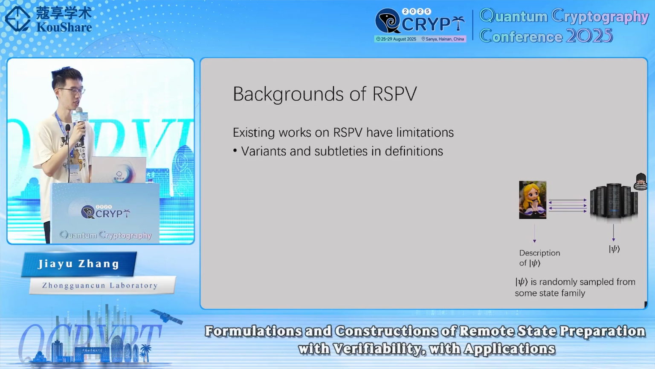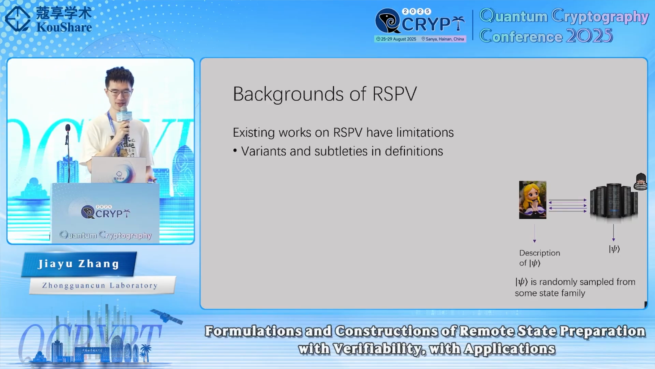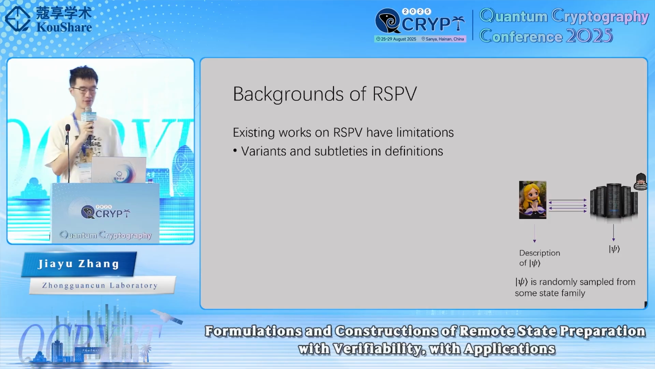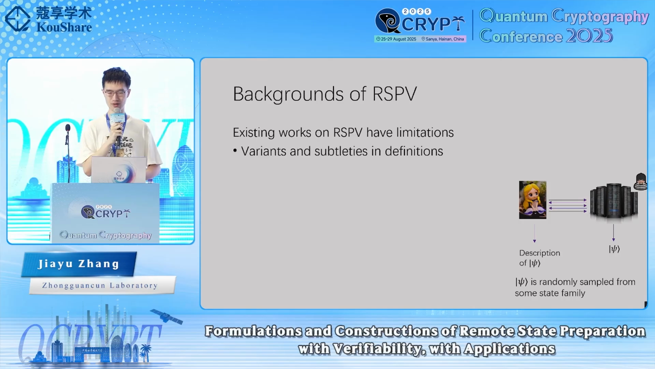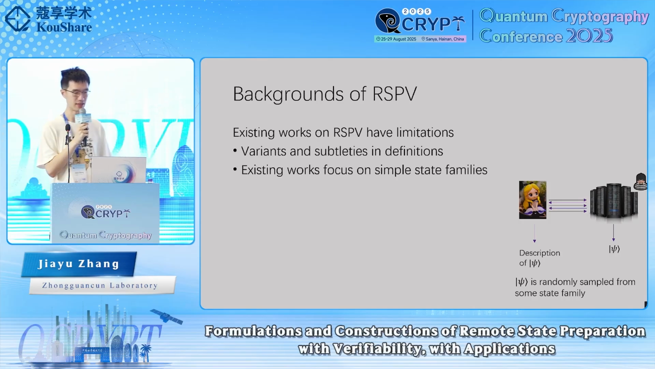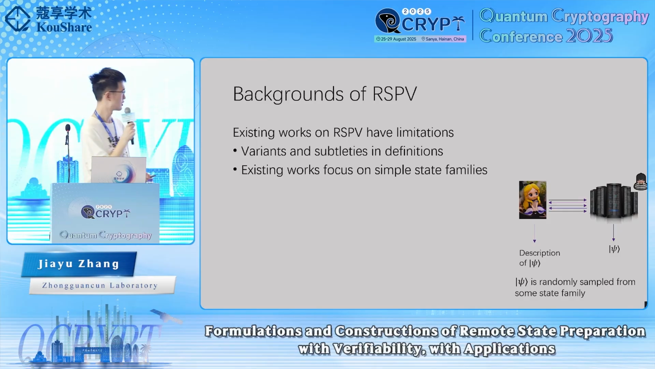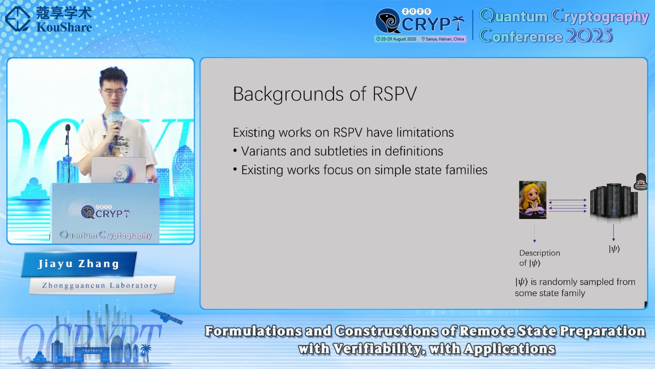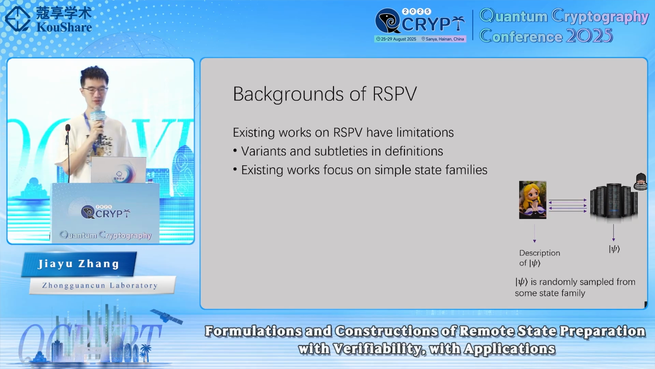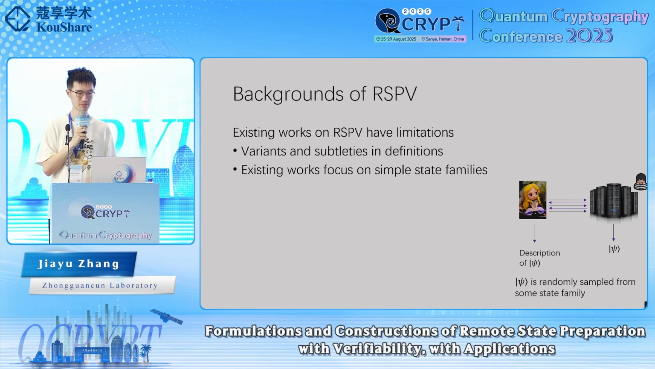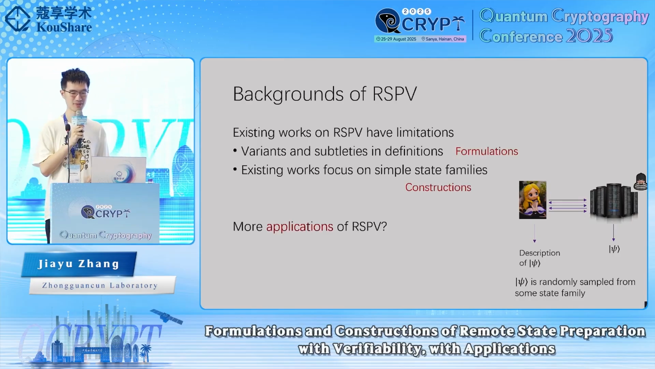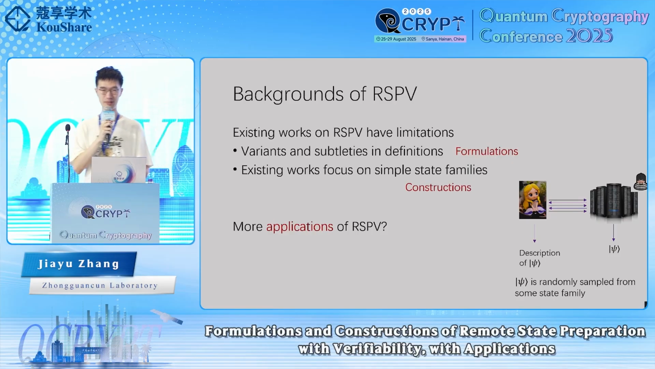But existing works on RSPV also have limitations. On the one hand, there are some variants and subtleties in the definitions. Even defining the primitive is not very clear. And existing works only focus on simple state families, like single-qubit states, plus theta states. But we want to get RSPV for more general state families. And we also want to see more applications of RSPV. So corresponding to these problems, we study its formulations, constructions, and applications.